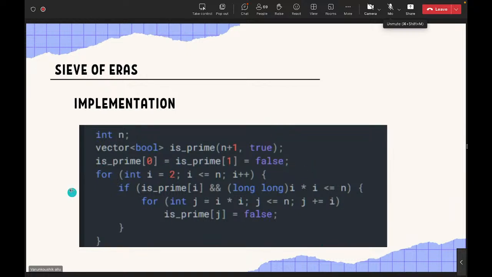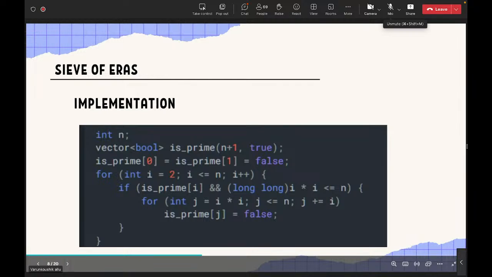So, we mark them as false. For int i, this is the loop running from 2 to n, i plus plus. We don't know what all can be there. Now, the actual code is like this. Still, the if statement and the for loop inside is the actual code.